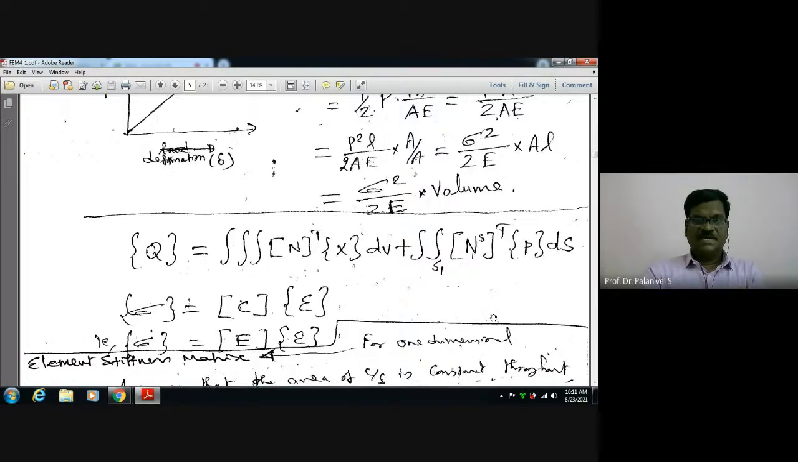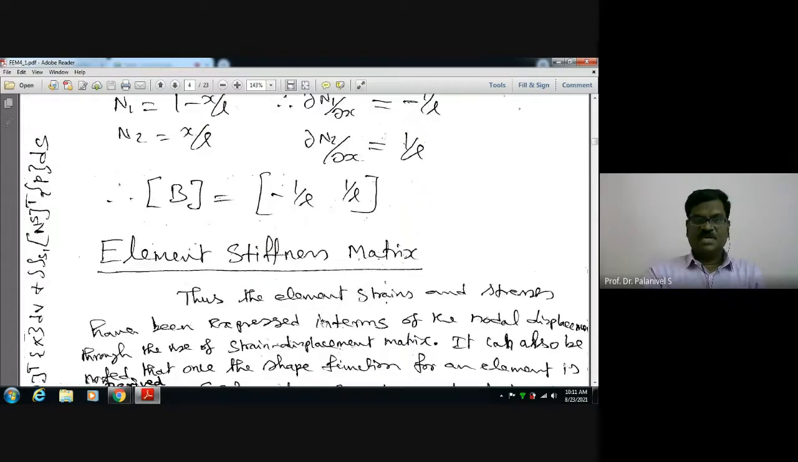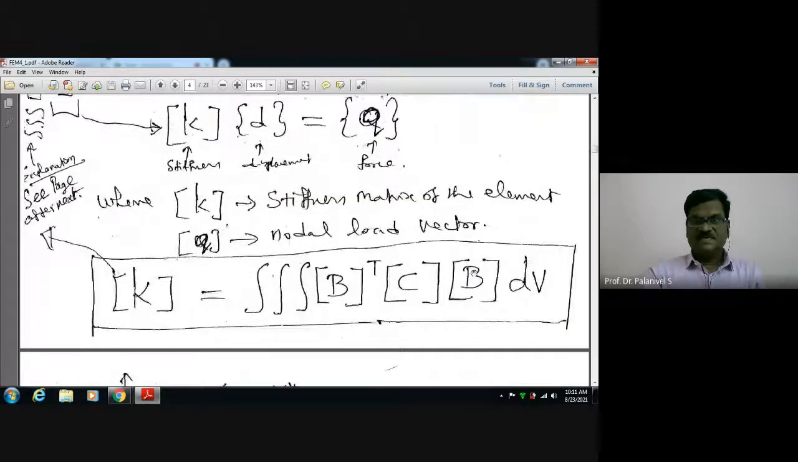For that, we obtained a strain displacement matrix here, isn't it? We got the strain displacement matrix. Now, I am discussing further. How do we get the element stiffness matrix for it? From this, using this expression.